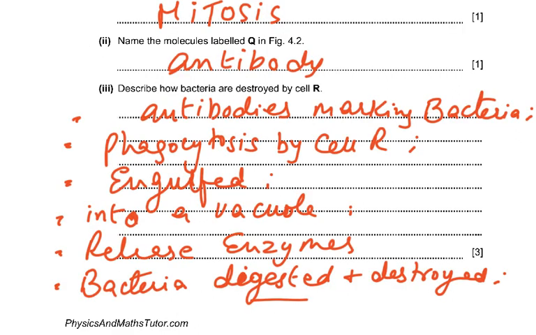So antibodies go and attach to the bacteria, and somehow they mark the bacteria, because now it will be easy for the phagocyte to come and identify them, because they've been marked. So phagocytosis by cell R, then the bacteria is engulfed into a vacuole, and then enzymes are released and the bacteria is digested and destroyed.